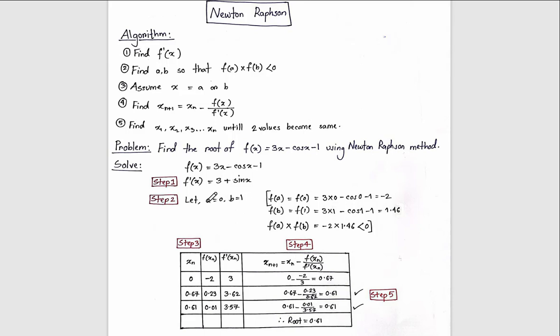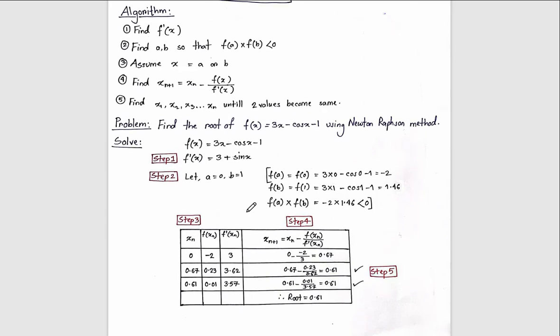So, putting these values of a and b in the given function, we get f of a and f of b, which gives us the values minus 2 and 1.46. Basically, we put these values 0 and 1 in the given function. So the product of f of a and f of b is minus 2 multiplied by 1.46, which is a negative value. So it's less than 0, which satisfies our given condition. So we can assume the values of a and b as 0 and 1. If assuming values of a and b does not satisfy the given condition, you can change the values. You can try 1, 2 or 2, 3 this way.